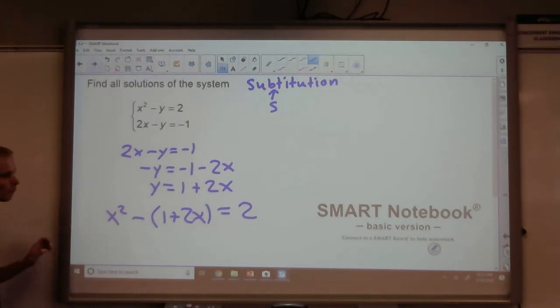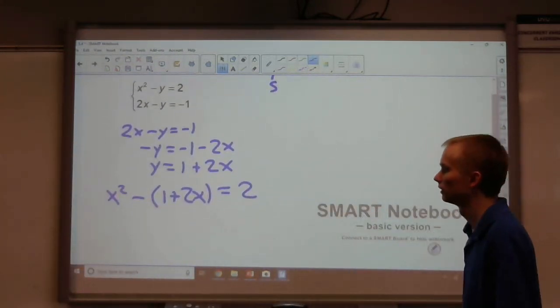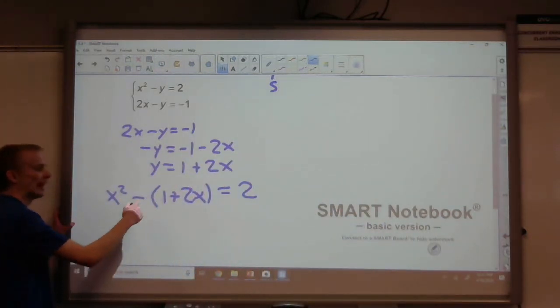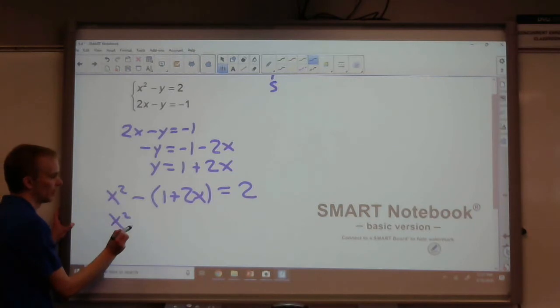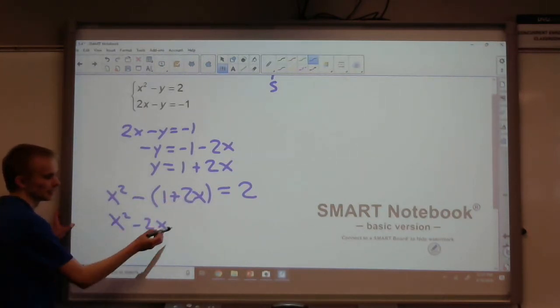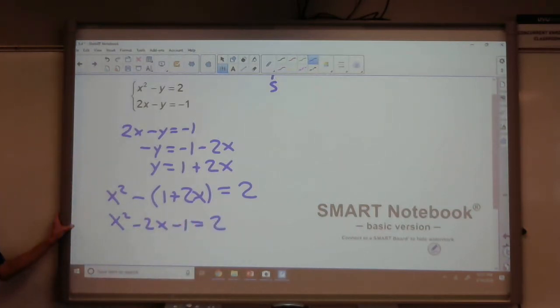So I've got this set up. I'm going to distribute through my negative on this. We get x squared minus 2x. I'm just going to put that first because that's normally what I do. Minus 1 is equal to 2.